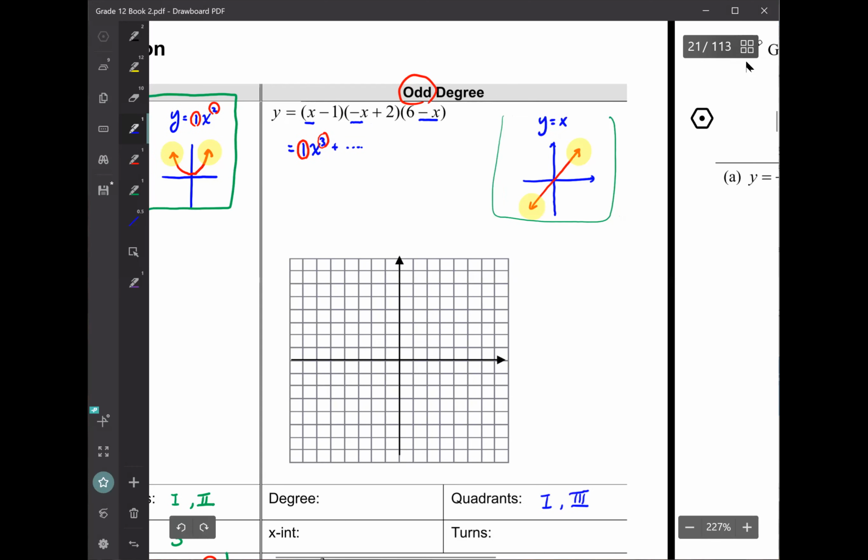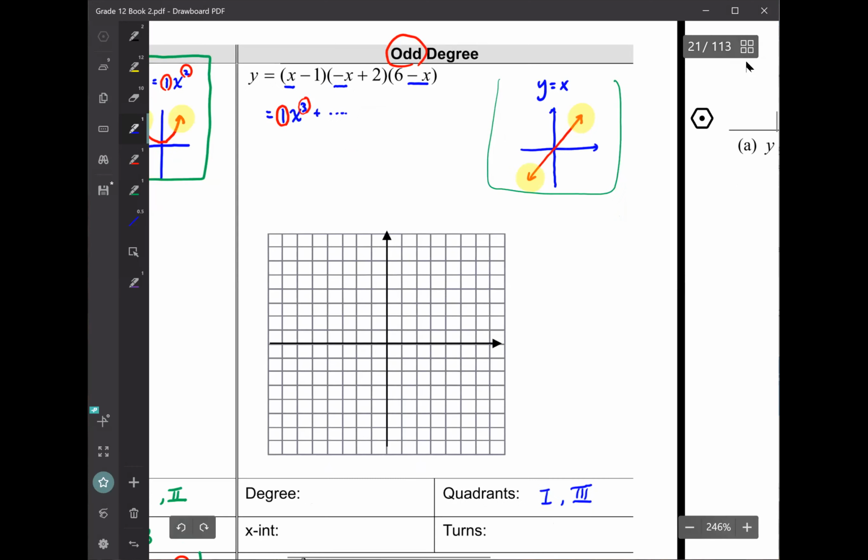Oh wait, no, okay. 1, 2, and 6. Yes, okay. There's no 0, right? Unless there's an x by itself, then you have a 0. Okay, so this one has 3, and degree is 3.